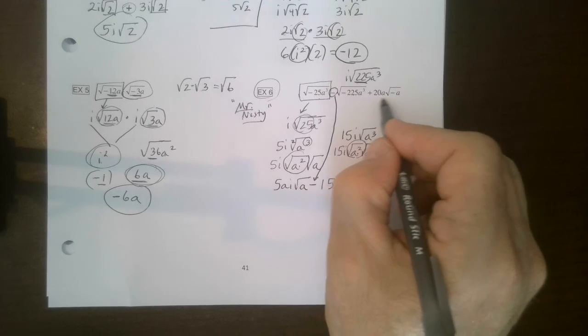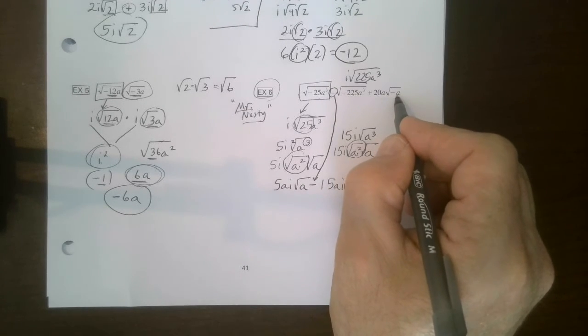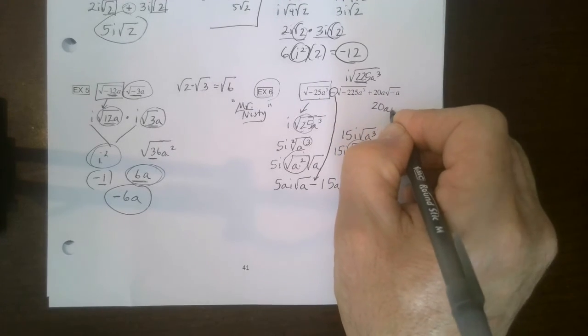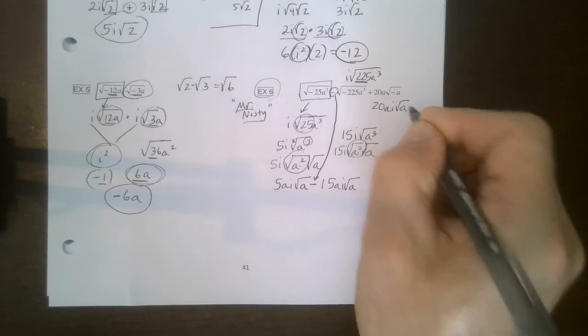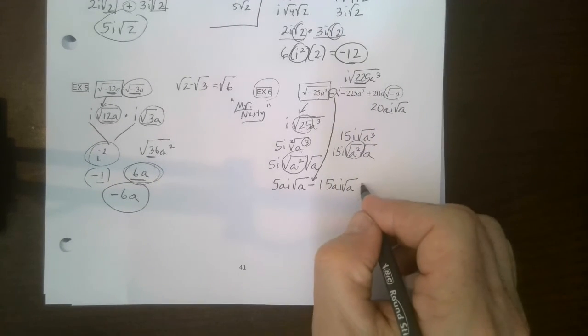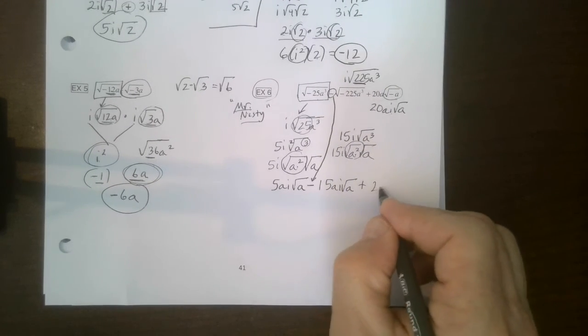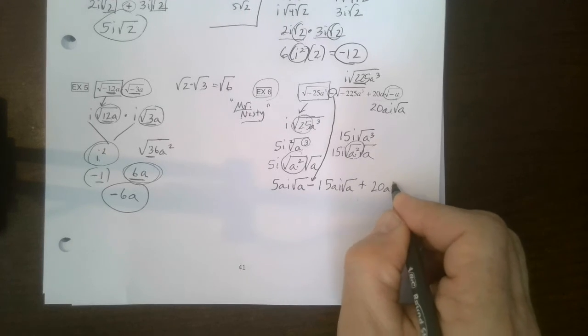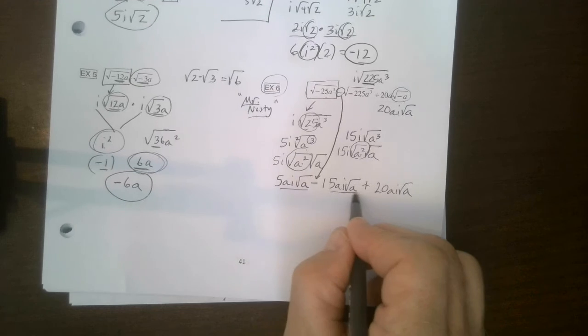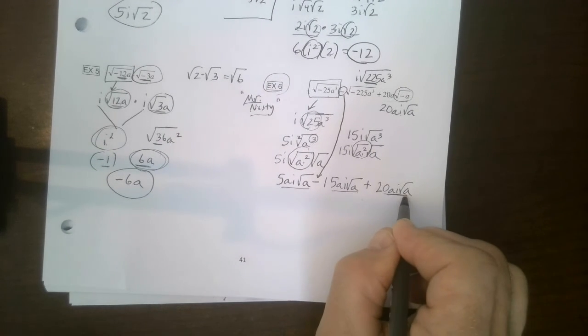And then this last one's not too bad. I just have to take the i out. So this turns into 20ai square root of a. So all I did was take the i out of that. And then I stack it down here, 20ai square root of a. Now strangely, this and this and this, they're all identical.